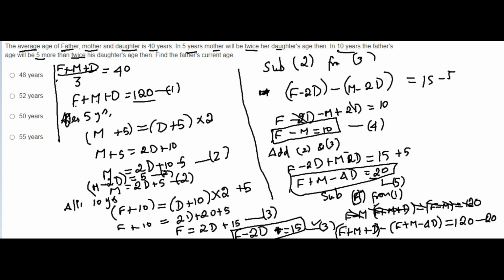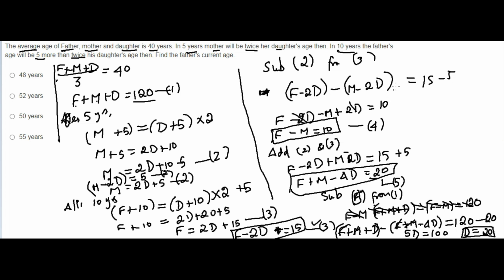So automatically what you have? Here automatically you will get f cancelled, because there is minus, right? And plus m, and there minus m is cancelled, and here plus d, and there will be minus into minus plus. So d plus 4d, 5d. 5d is equal to, what is 120 minus 20? 100, is it right? So automatically d will be equal to 100 by 5, what is 100 by 5? 20, is it right? So d, you got it as 20.